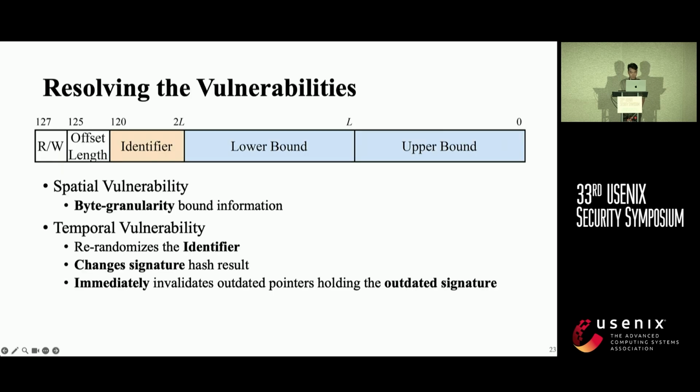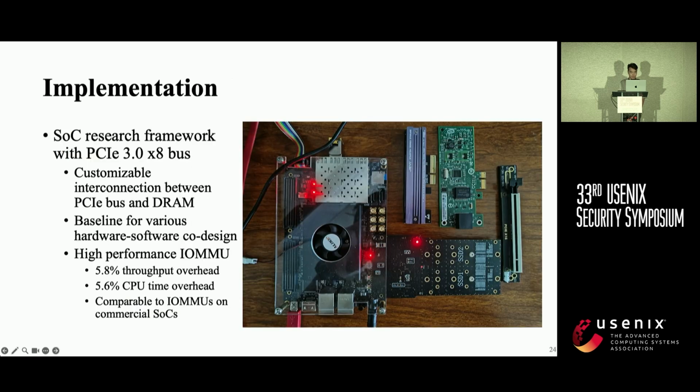By introducing DMAAUTH to the system, the spatial vulnerability is resolved by the byte-grained bound checking. The temporal vulnerability is resolved with the identifier. The identifier is re-randomized after each remapping. This changes the hash result of the authentication process, which can immediately invalidate the outdated pointers.